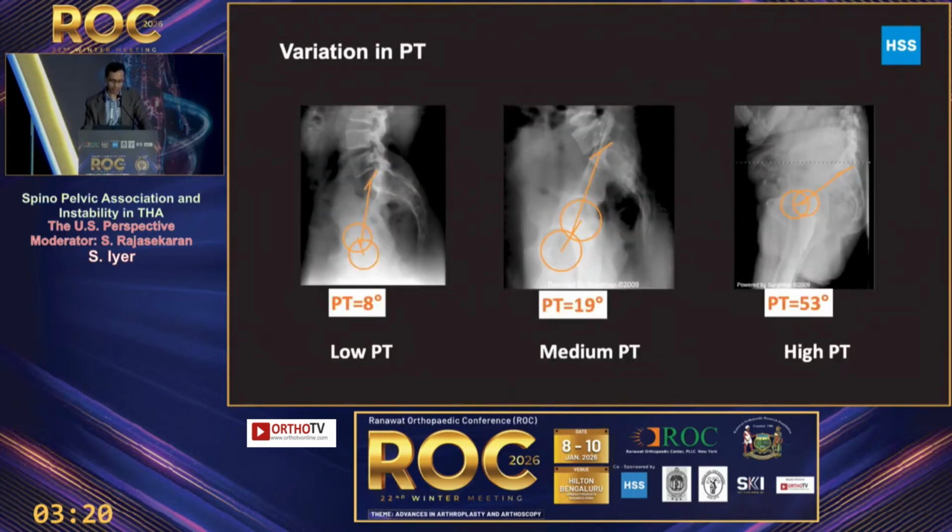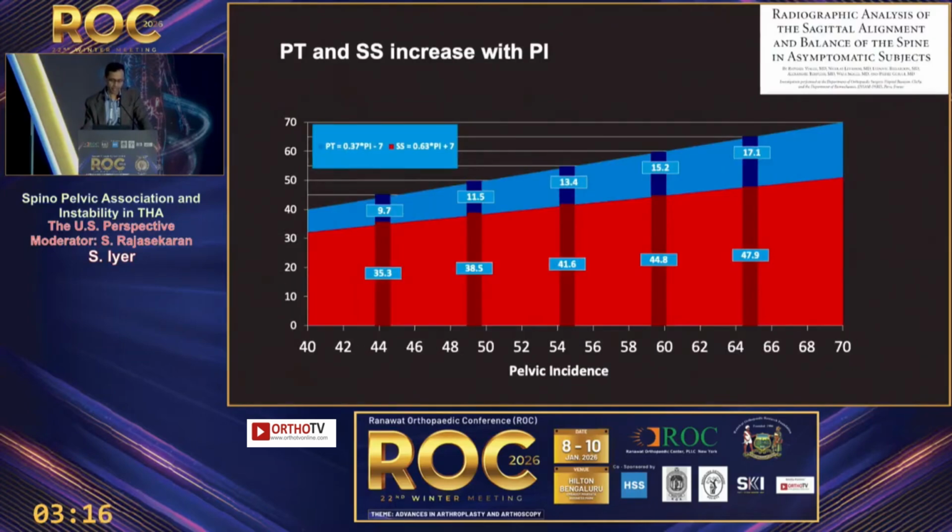And as with pelvic incidence, there's a wide range from low to high pelvic tilt. And I think if you look at this, one of the key things from this slide is pelvic tilt as a relative contributor to your overall alignment versus sacral slope. Patients with very high pelvic incidence tend to have a very high pelvic tilt, and patients with a very low pelvic incidence tend to have a very low pelvic tilt.